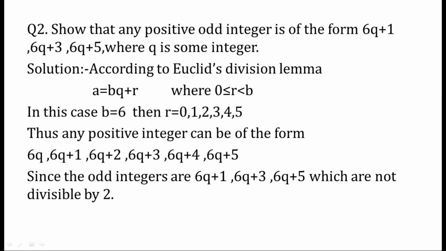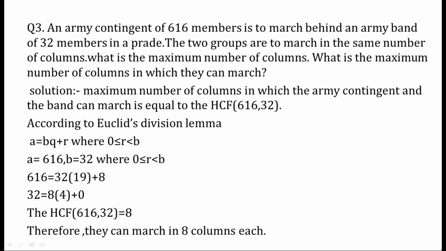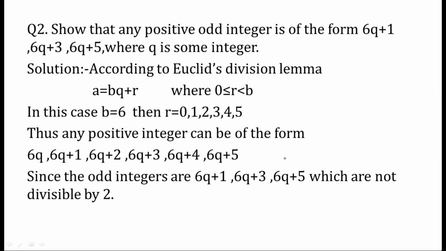Now, next question. Any positive odd integer is of the form 6q plus 1, 6q plus 3, or 6q plus 5, where q is some integer. According to Euclid's division lemma, we know that a is equal to bq plus r, where r lies between 0 and b.